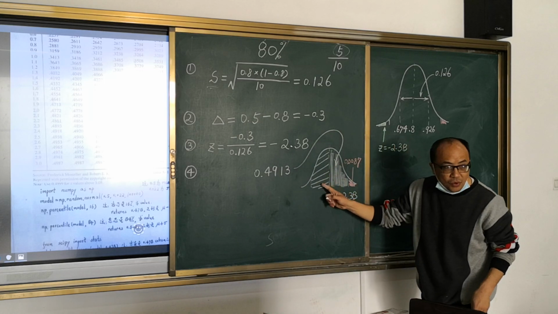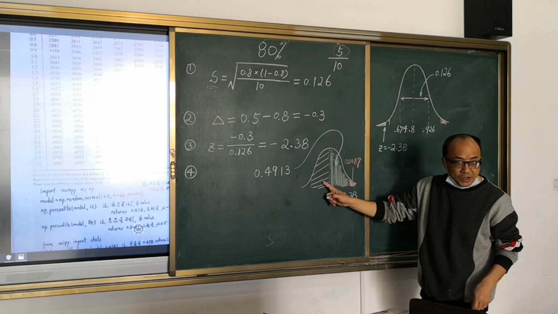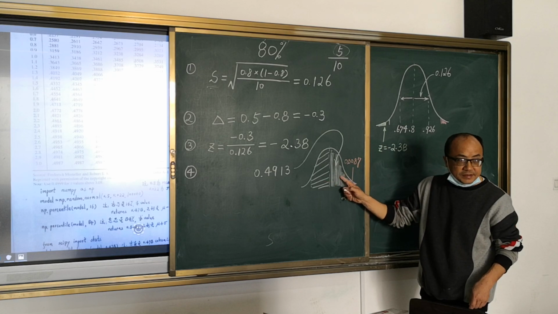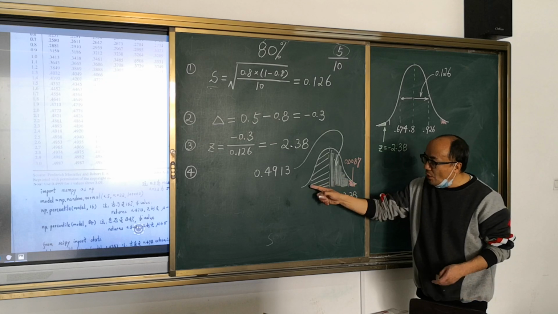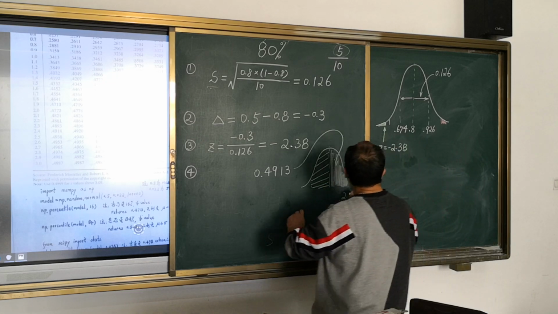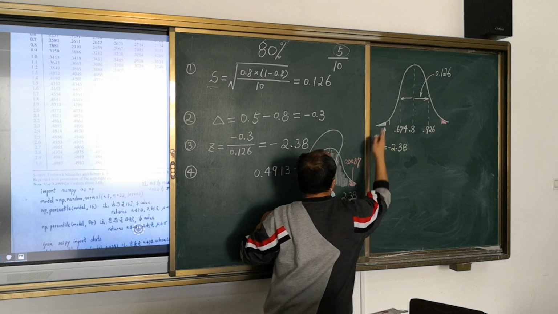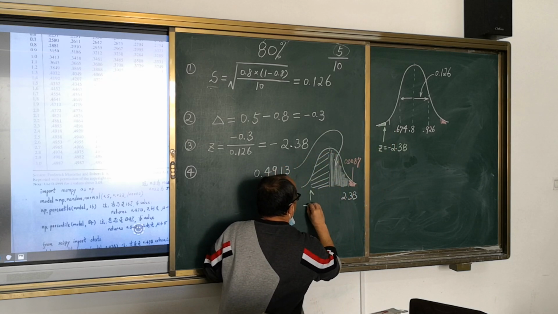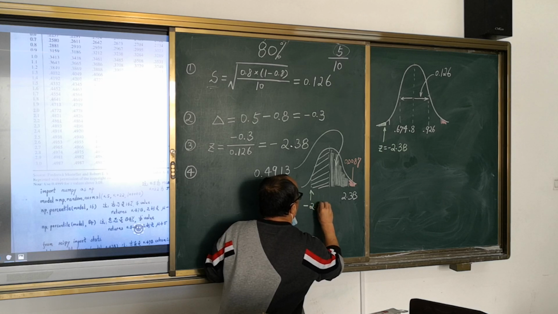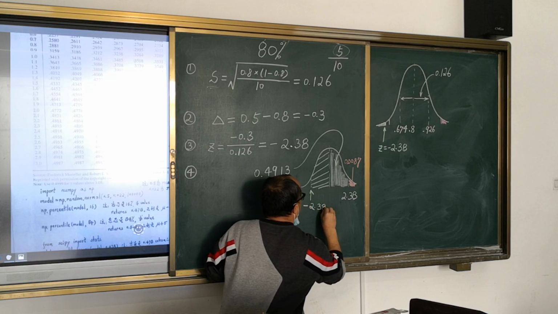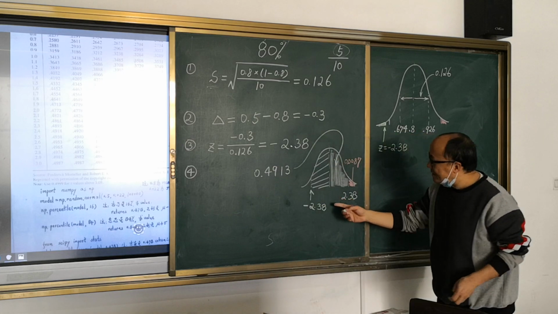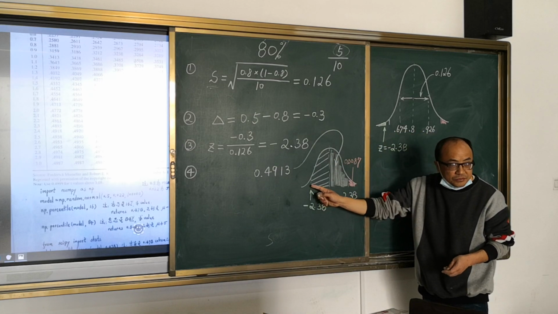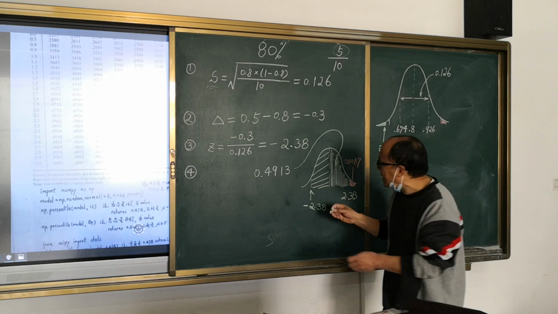What's this stripped one? It's the same as this, okay? We want to know this, and this is the same. Here is minus 2.38. You want to know this little tail.